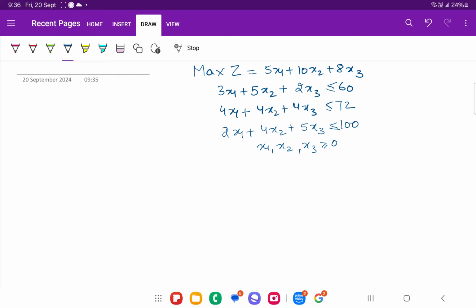Today in this session we will be discussing a problem on the simplex method. The problem which I have taken is a maximization problem wherein all the constraints are of less than or equal to.